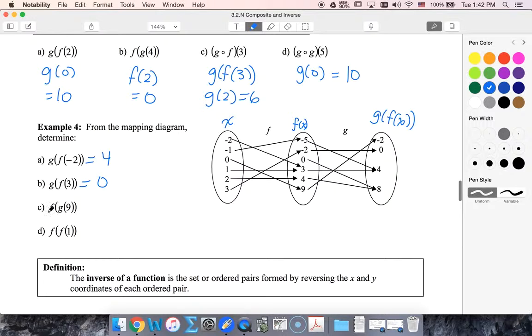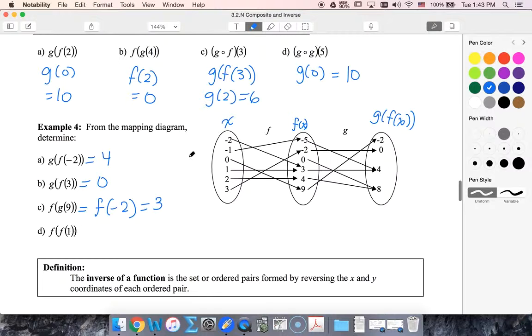Now I've got f of g of 9. Well, when I put 9 into g, I get out negative 2. So now I want f of negative 2, which is going to be 3. So that ends up being f of negative 2. And then I get, what did I say I got? 3.